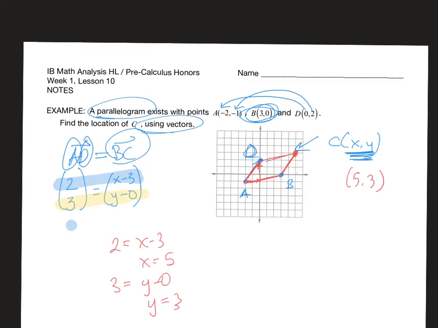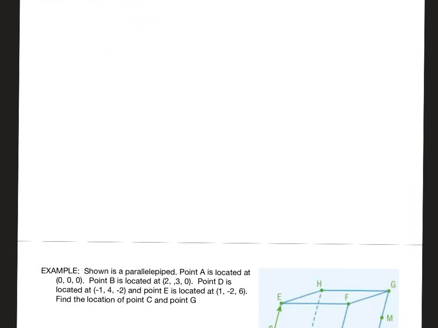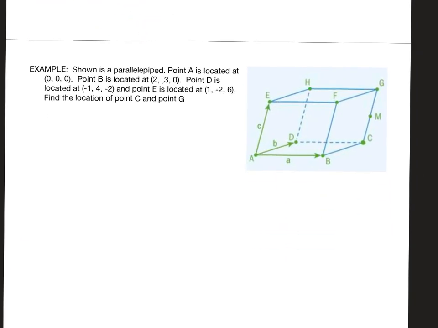Okay, let's try the other one. So now we're going to move into 3 dimensions. Okay, so this picture is of something called a parallelepiped. Okay, it's called that because our book is from Europe. So here in the States, we probably would just call that a 3-dimensional prism. But because one of the faces is a parallelogram and then it becomes 3-dimensional, they're calling it a parallelepiped.